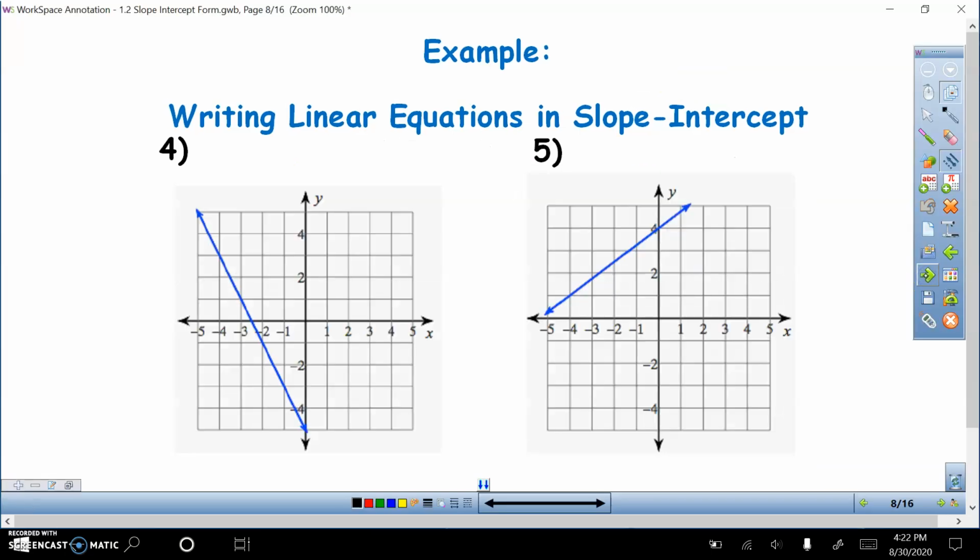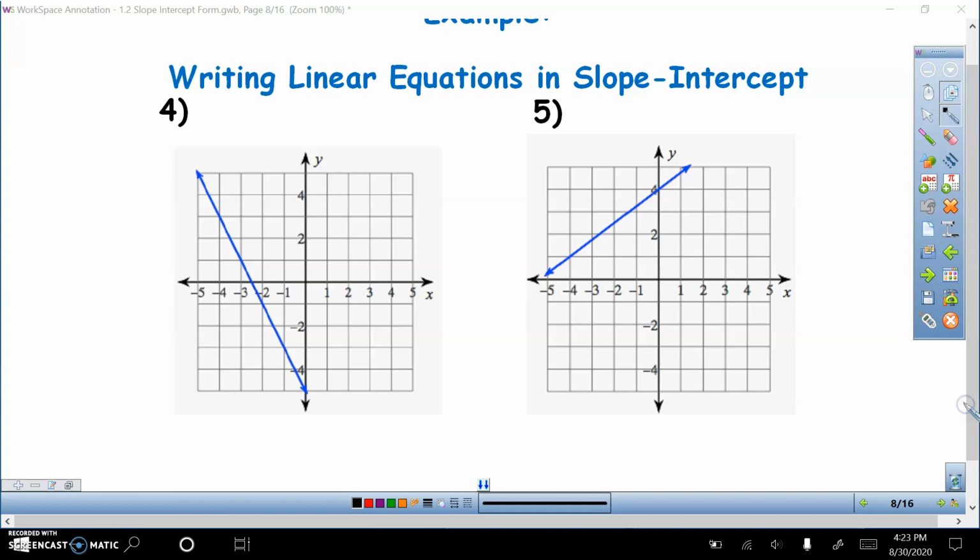Now let's go the other way. I give you a graph. Let's write the equation. So your first step, like with graphing, is you identify your y-intercept. So find where it crosses the y-axis. So here, my y-intercept is -5. And then identify your slope by going up and over until you hit your line.